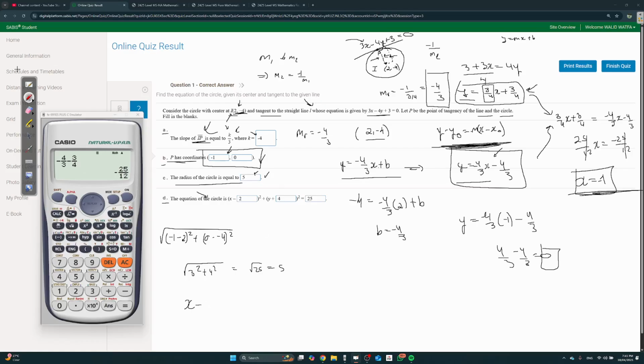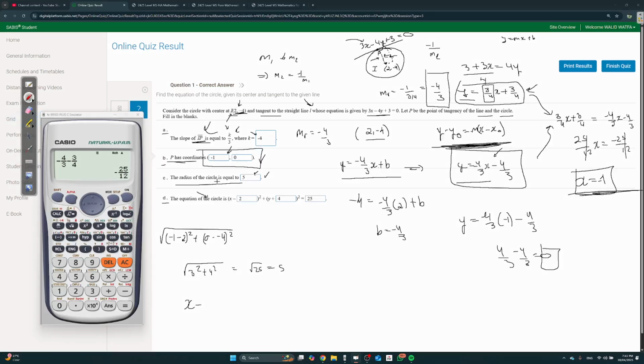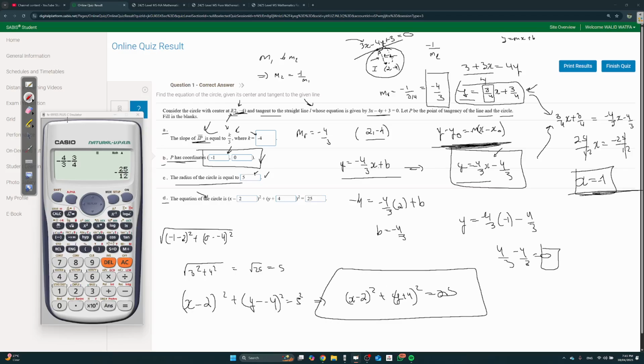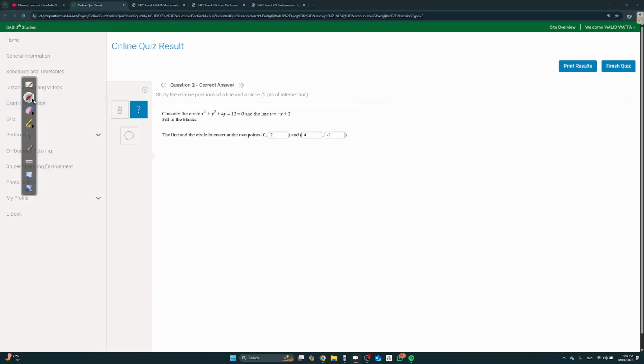So using that rule, this one over here, x minus h is 2, so squared, plus y minus k is minus 4, so I'm going to put minus minus 4 squared is equal to r squared, so 5 squared. Cleaned up, it's going to be x minus 2 squared plus y plus 4 squared is equal to 25. Nice, easy.